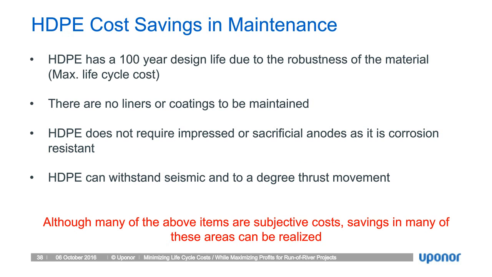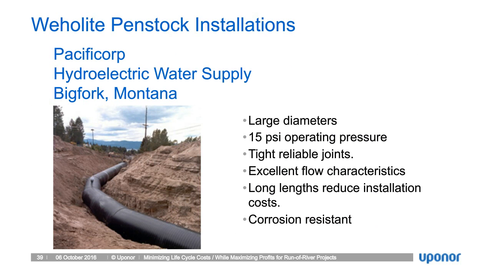There are major cost savings in maintenance as well. It has a 100-year design life due to the robustness of the material. There are no liners or coatings to be maintained. And as I mentioned earlier, I've done several walkthroughs, and our pipe is in almost the same condition as when we first installed it. It doesn't require impressed or sacrificial anodes as it is already corrosion resistant, as you would see with steel pipe, which obviously has to have those anodes attached. And it can withstand seismic and, to a degree, thrust movement without any major thrust blocking to keep the pipe in place. I'll now turn to some installations that we've got in place.